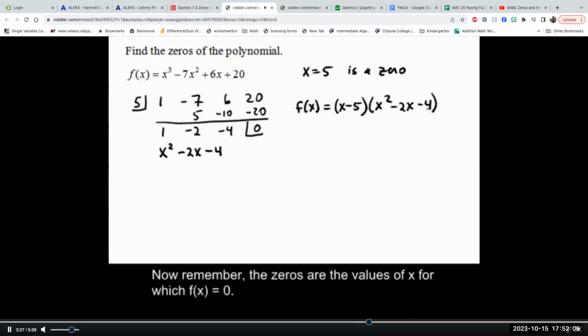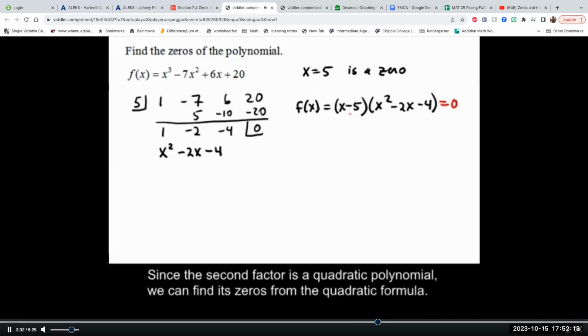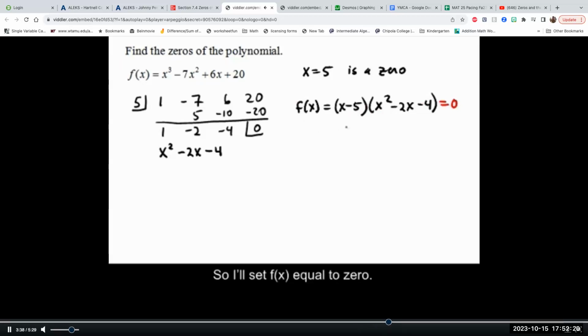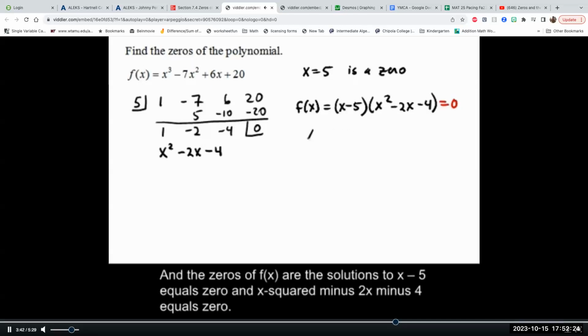Now remember that zeros are the values of x for which f of x equals 0. Since the second factor is a quadratic polynomial, we can find its zeros from the quadratic formula. So I'll set f of x equal to 0, and the zeros of f of x are the solutions to x minus 5 equals 0, and x squared minus 2x minus 4 equals 0.